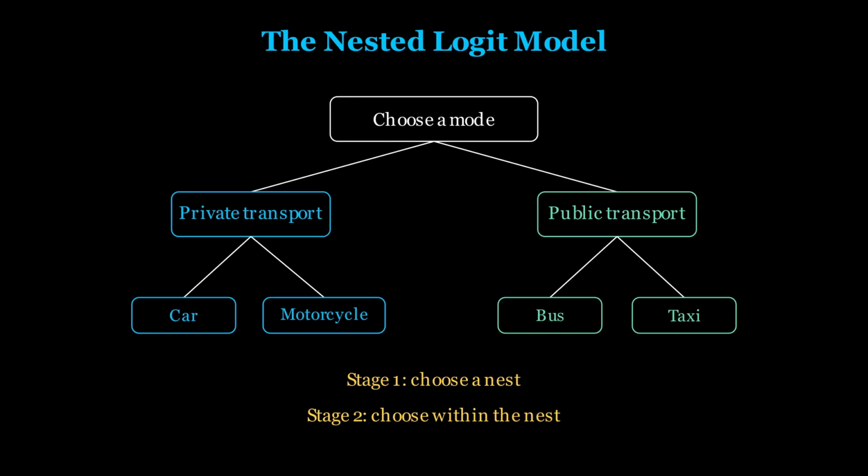Each stage is modeled by a standard Logit model, and this structure lets the model account for correlations within a nest. The payoff is that the model now allows the choice between car and motorcycle to be more closely related than the choice between car and bus. Adding a train to the public transport nest will primarily affect choices within that nest. The relative odds among bus, taxi, and train will shift, but the private versus public split stays much more stable.